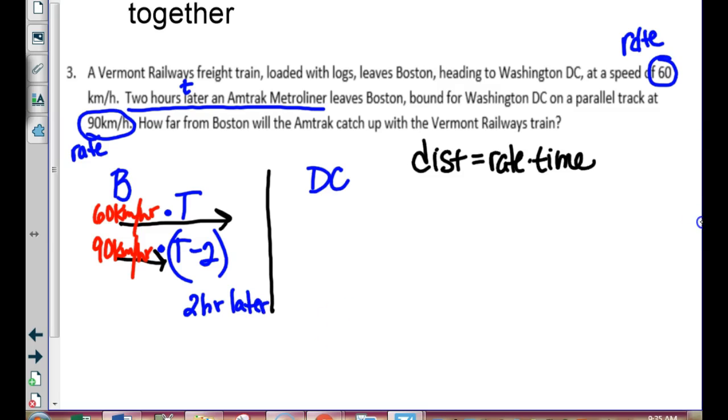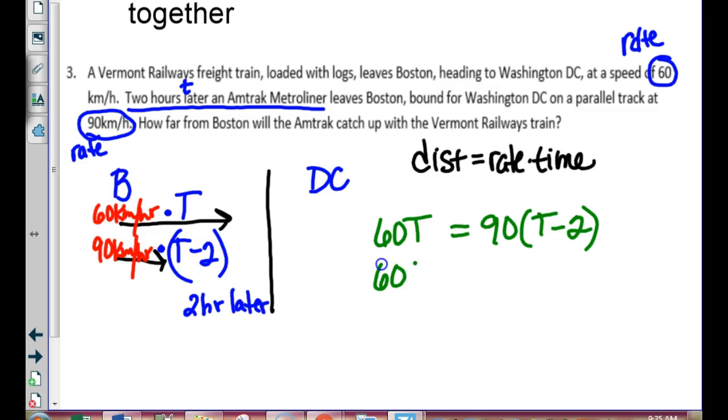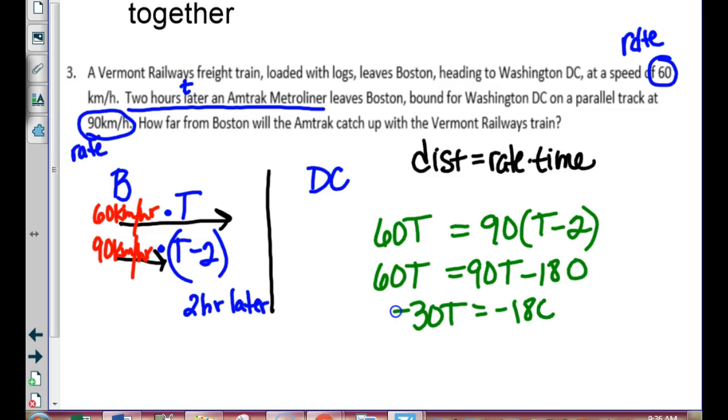Okay, so the expression for the first one is just 60t. The expression for the second one is 90 times the quantity t minus 2. Now that's expression for distance. If they catch up to each other, what do you know about that distance? Yes, it equals. So if I solve this real fast, I get t as 6 hours. So the first train was on the path for 6 hours before the second train caught up, because we put the t in the first train.